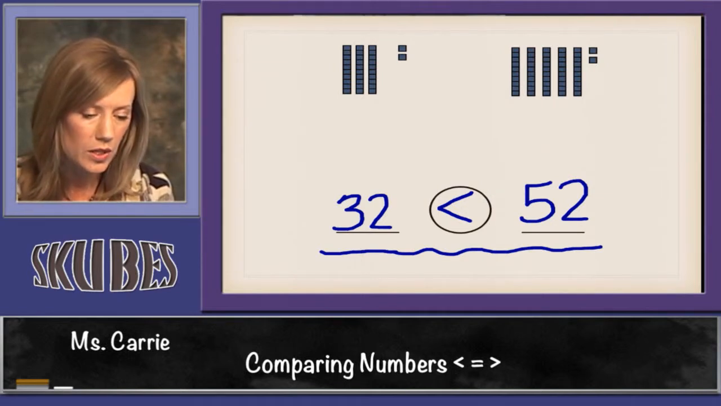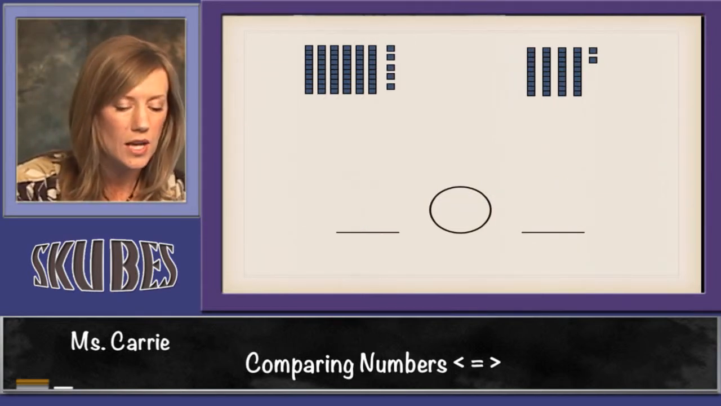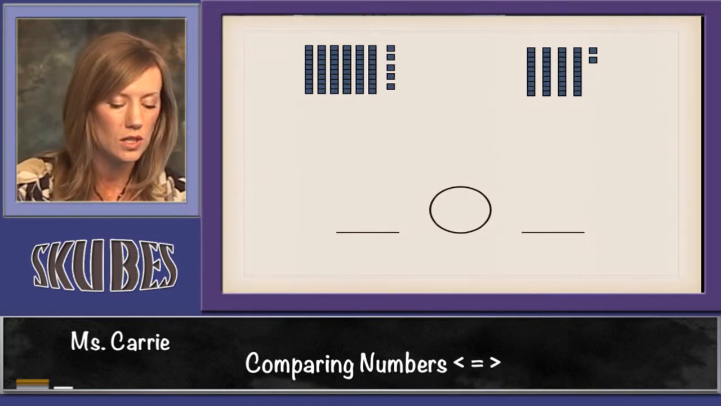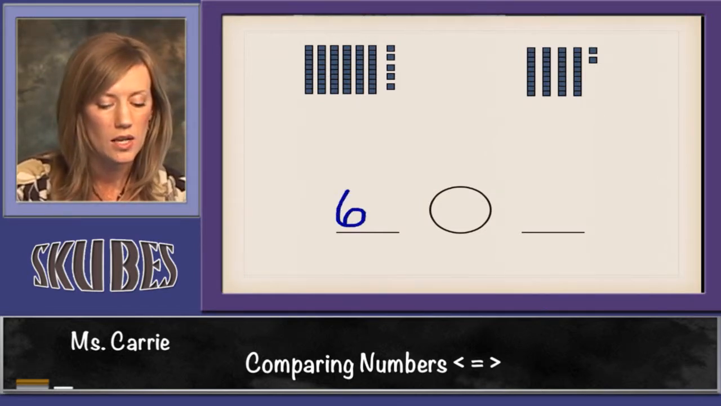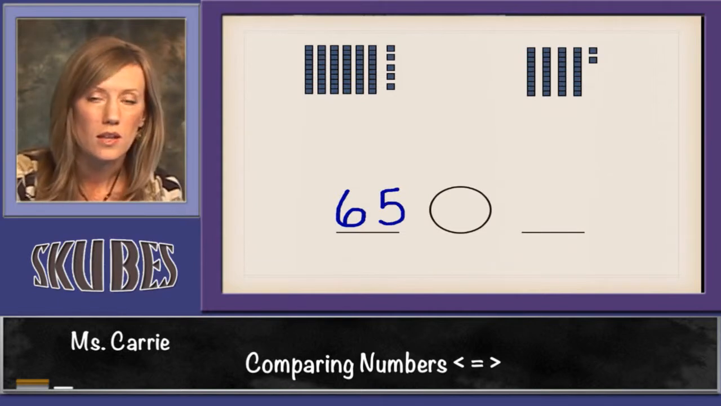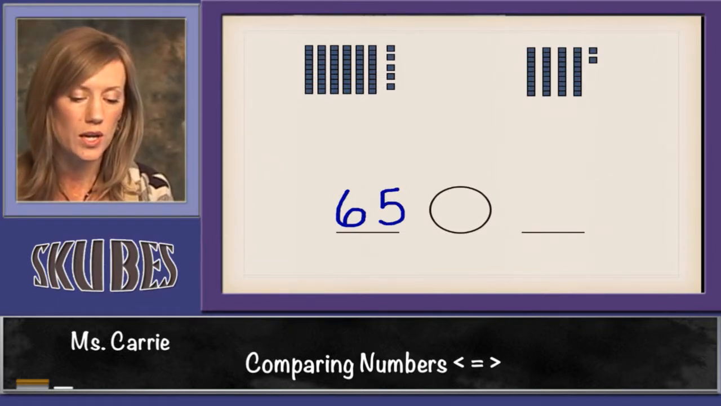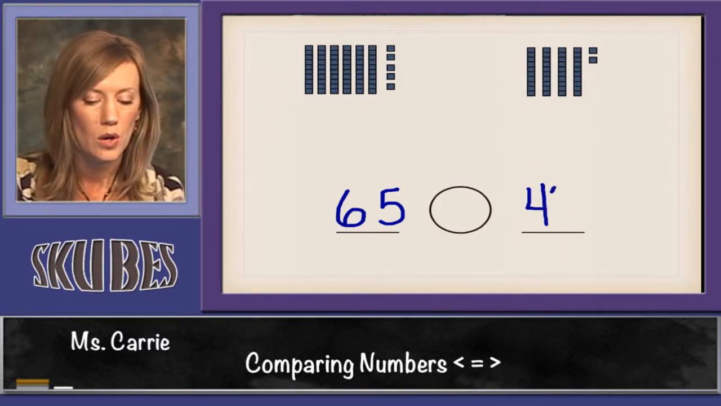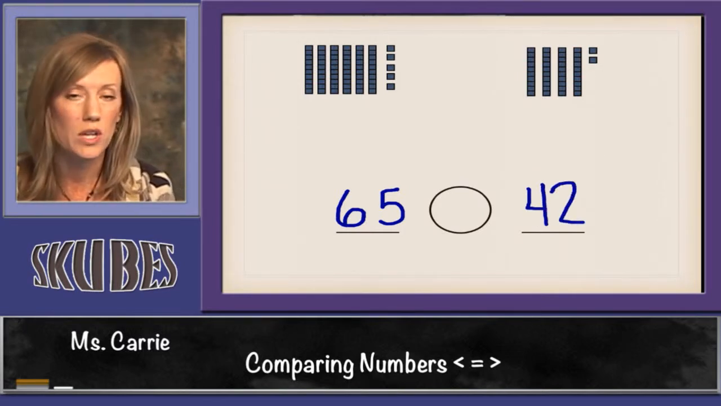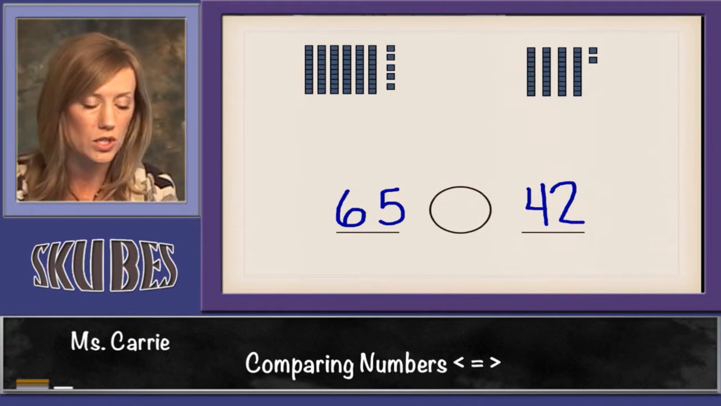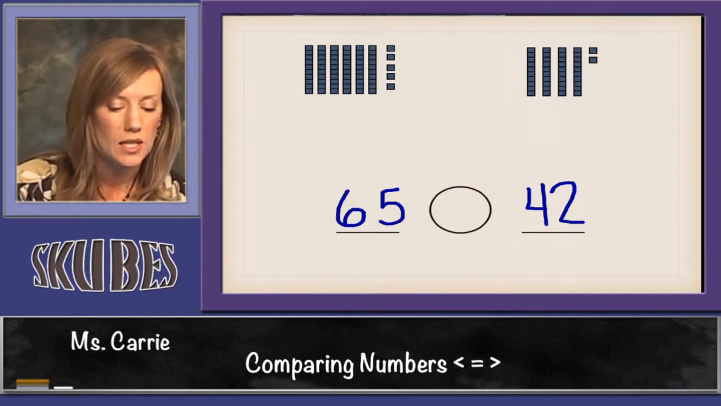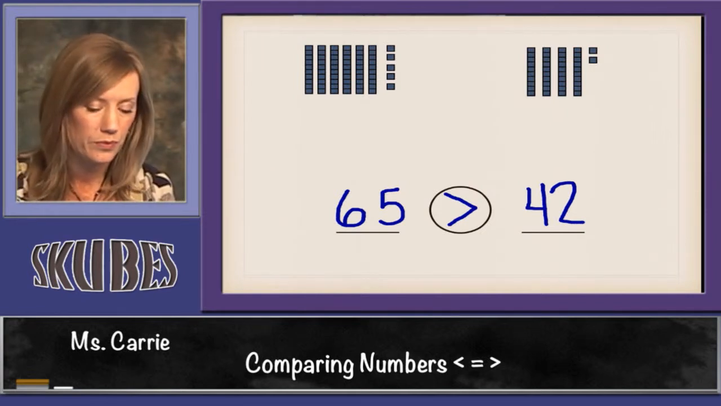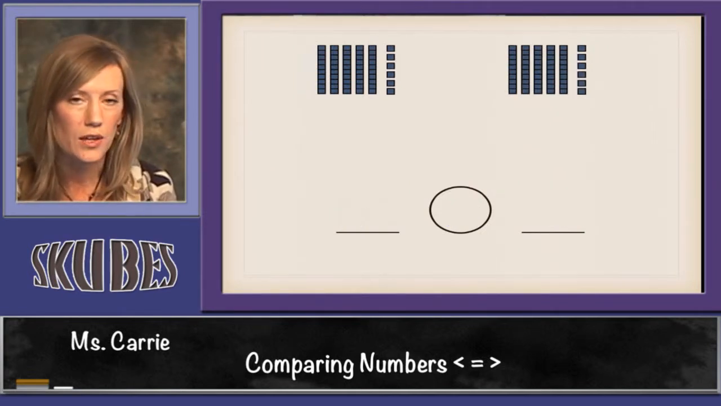Let's try another one. On this side, we have 10, 20, 30, 40, 50, 60, 61, 62, 63, 64, 65. And on the other side, we have 10, 20, 30, 40, 41, 42. When we compare those numbers, we know that 65 is more than 42, so we would say 65 is greater than 42. Let's look at another one.